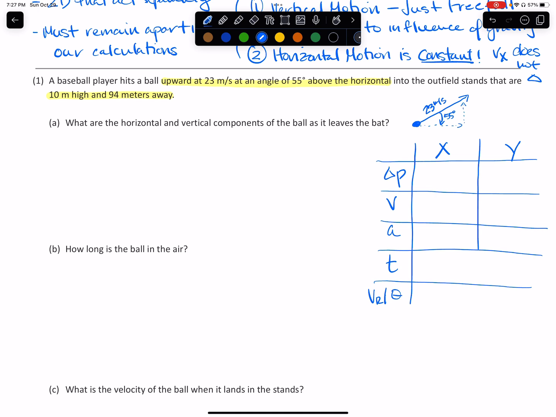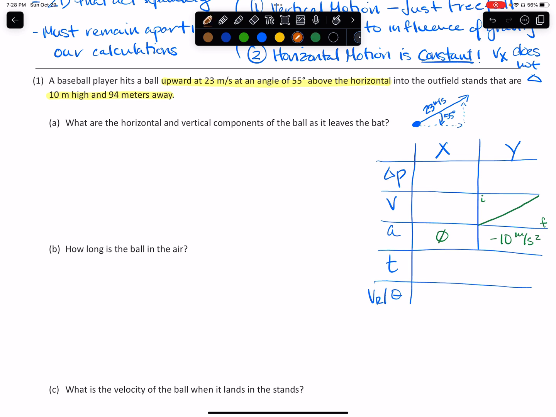Now I can fill in a couple pieces of information just from the get-go. I know that the horizontal motion is constant, so there's zero acceleration, and I know that the vertical motion is dependent on gravity, so I can fill in negative 10 meters per second squared. Because the horizontal motion is constant, there's no v final or v initial, but there is for my vertical motion, so I tend to put in this diagonal slash, and I use my initial and final areas.